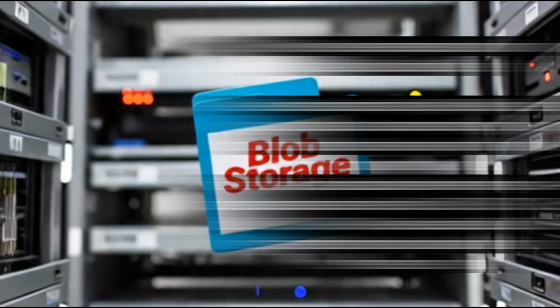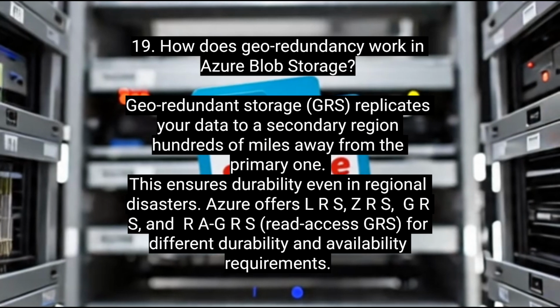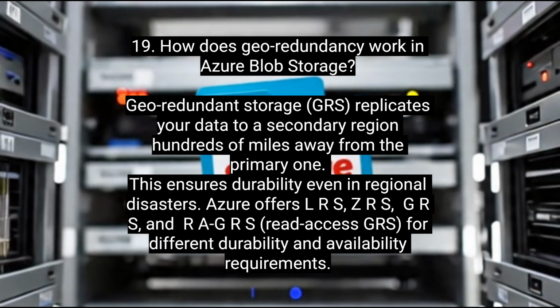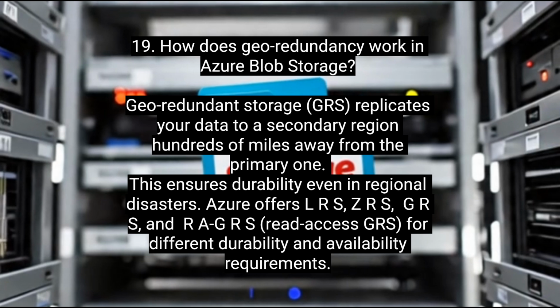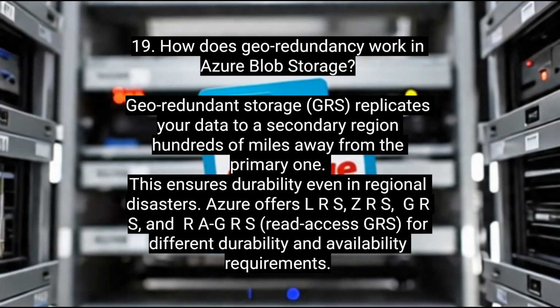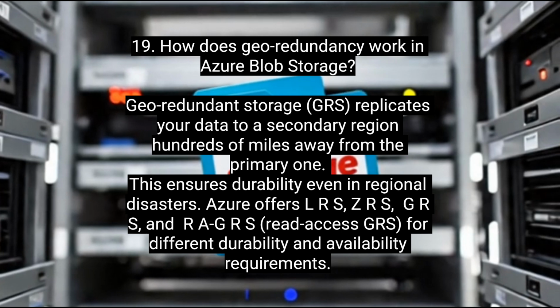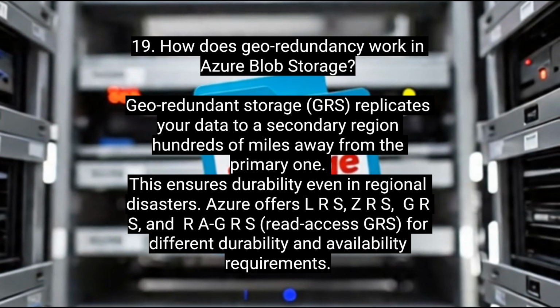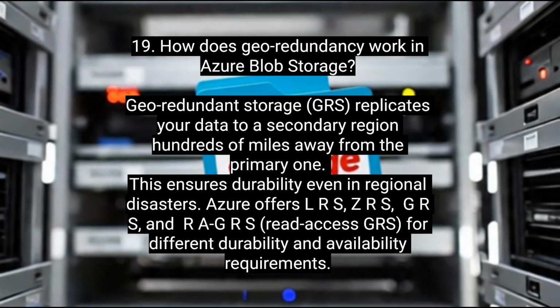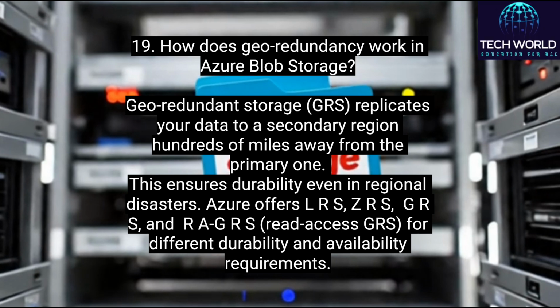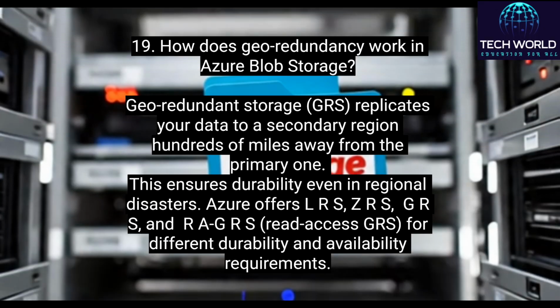19. How does redundancy work in Azure Blob Storage? Answer. Geo-redundant storage, GRS, replicates your data to a secondary region hundreds of miles away from the primary one. This ensures durability even in regional disasters. Azure offers LRS, ZRS, GRS, and RA-GRS, read access GRS, for different durability and availability requirements.